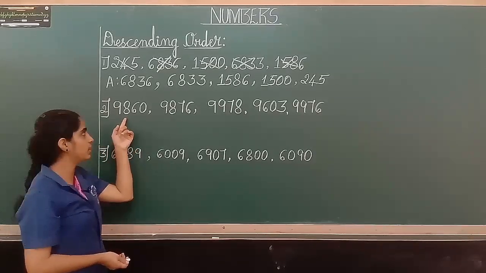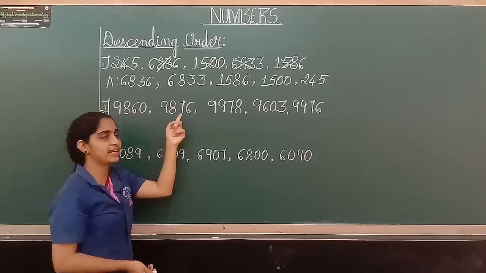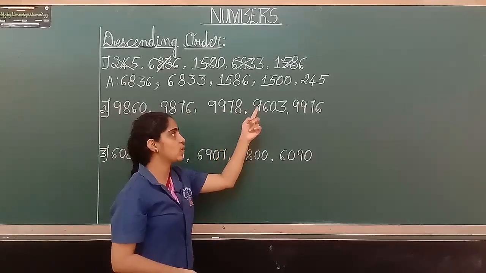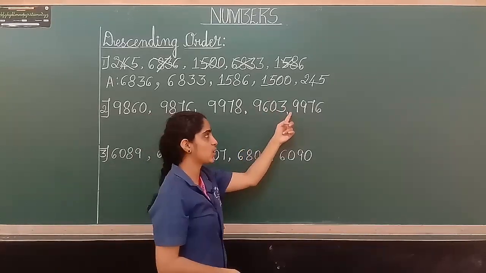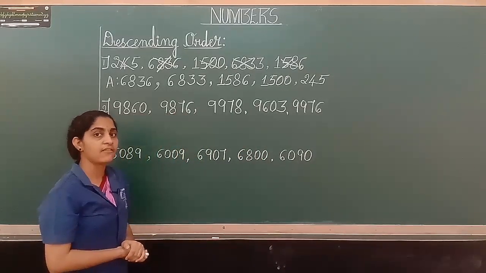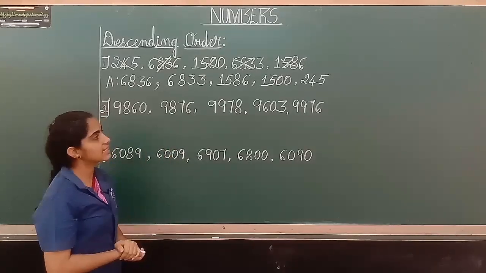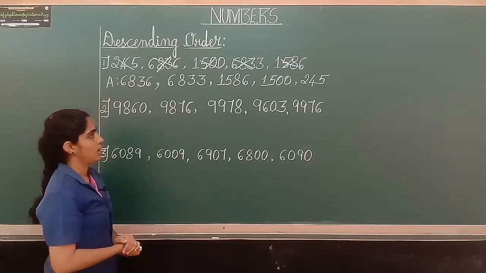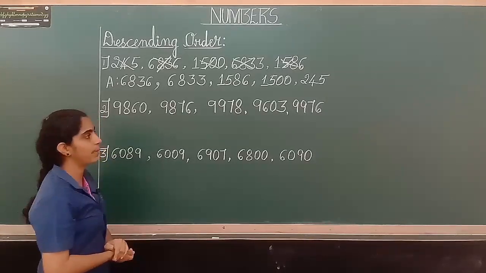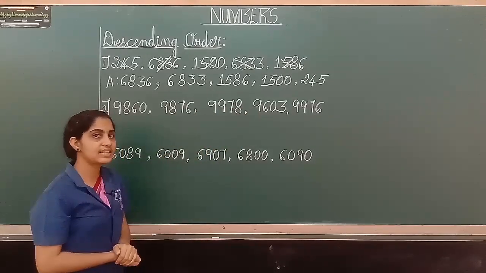Let's move to the second example. Here we can see the numbers 9860, 9876, 9978, 9603, 9976. So what we have to do? We have to arrange the numbers from greater to smaller. Let us find out which is the greater number. All are 4-digit numbers, right? So we have to compare the first digit. If you observe the first digit, all digits are same.